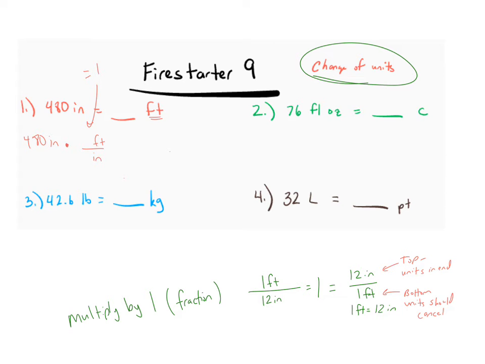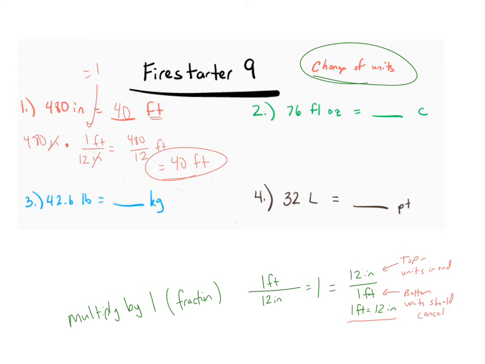So I look at my conversion. My conversion is 1 foot is 12 inches. So I put 1 on top, I put 12 on bottom. So that means when I do this, I'm going to do 480 divided by 12. Now look, the inches are going to cancel, so I'm left with just feet. So that's going to give me 40 feet. Alright.